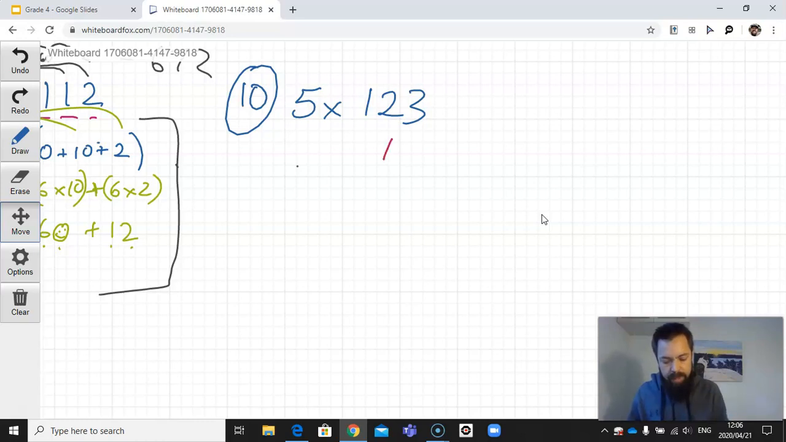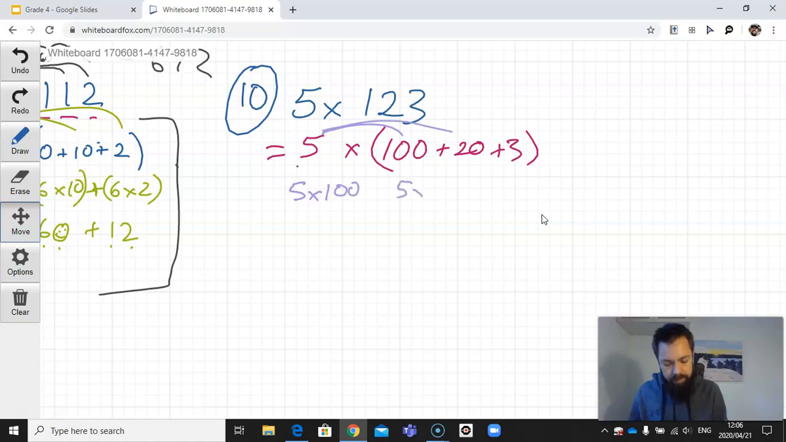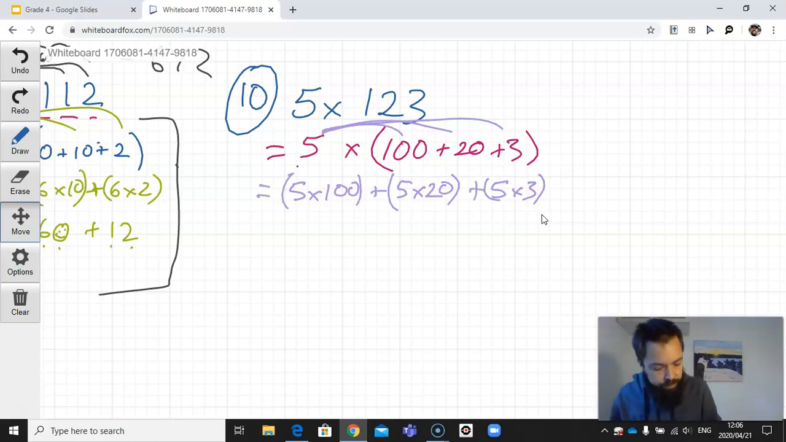So start off by breaking up 123 into 100 plus 20 plus 3. I'm going to times out 5 times 100, 5 times 20, 5 times 3, and now that I've done that, I'm going to work out each one and then add them together.